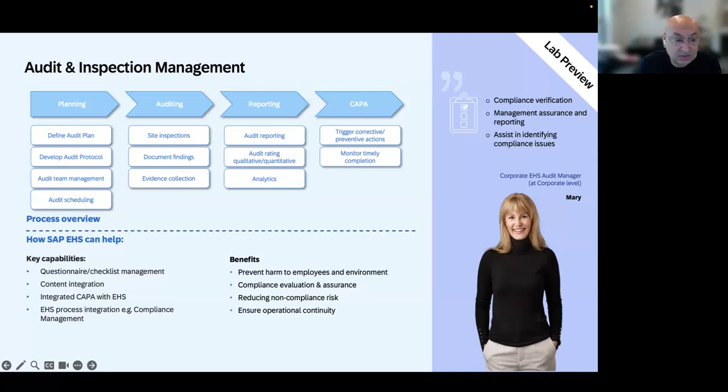We plan a complete end-to-end audit management and inspection management process where you will have a planning phase where the corporate audit managers can plan out their audits, define the audit plan for the year or multiple years, define all the protocols or questionnaires that are needed, and who's going to be part of the audit teams, including external auditors. Scheduling these audits will be all part of the functionalities for the audit management.